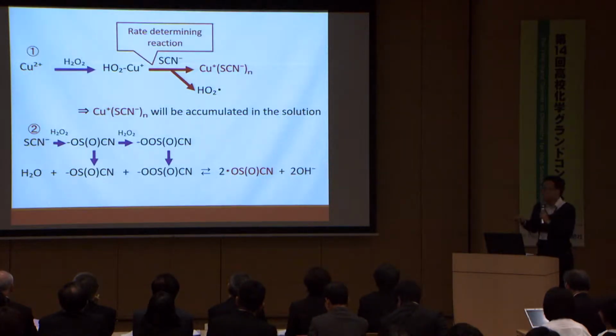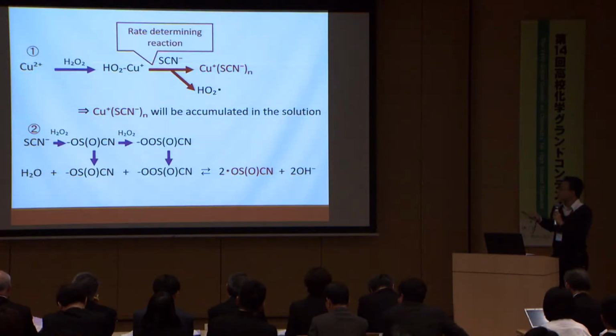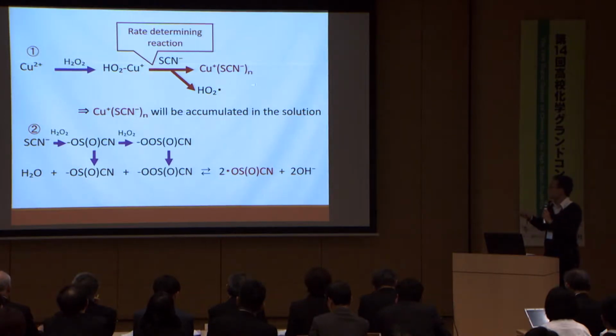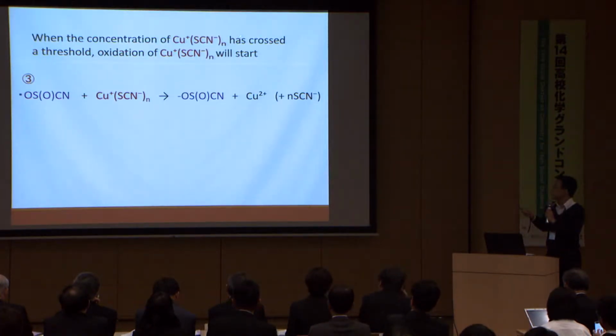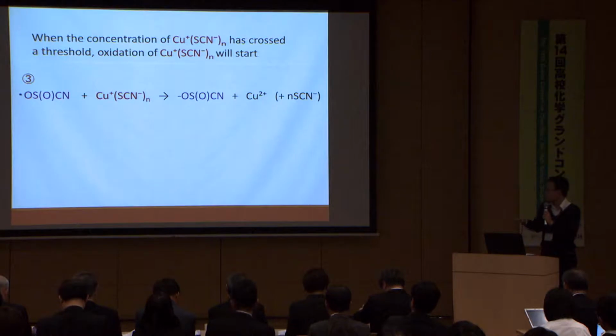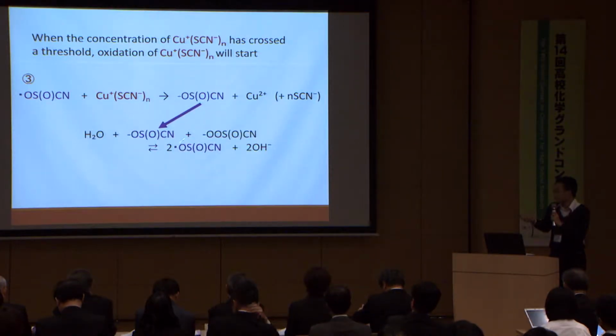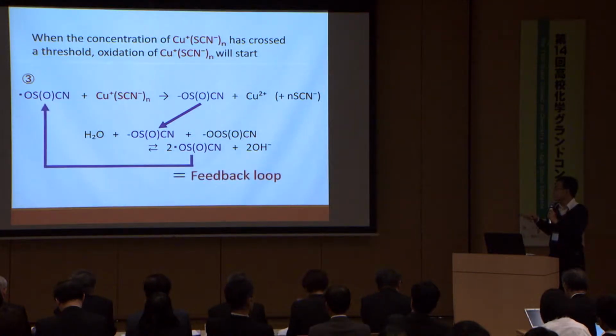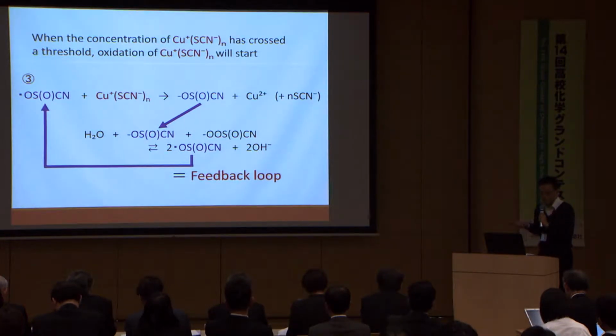At the beginning of the reaction, a reaction forming this complex will start, and this complex will be accumulated in the solution. At the same time, the SN negative ion will react with H2O2 and generate this radical. When the concentration of this complex has crossed a threshold, oxidation of this complex will start, and this complex starts to react with this radical and generates 2 same radicals. And this radical will again react with this complex, so we call this reaction a feedback loop.